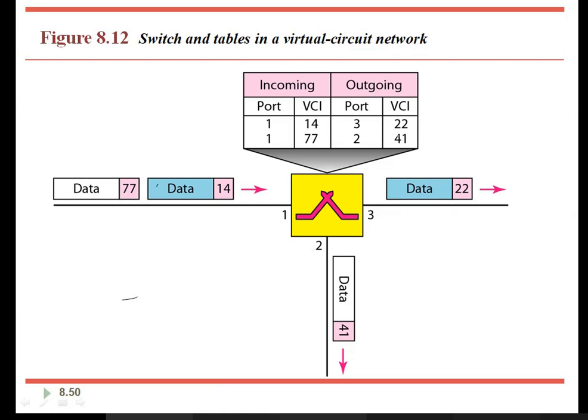So it will refer to this table. Accordingly, it will add the VCI and forward to the next node. The next node can be either directly the destination or it can be one more switch. If it is one more switch, the same procedure is going to repeat.